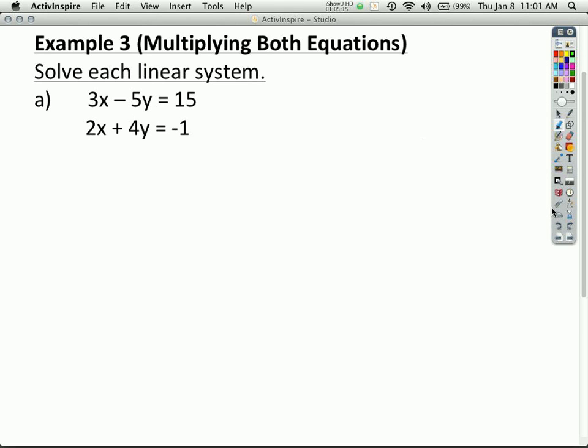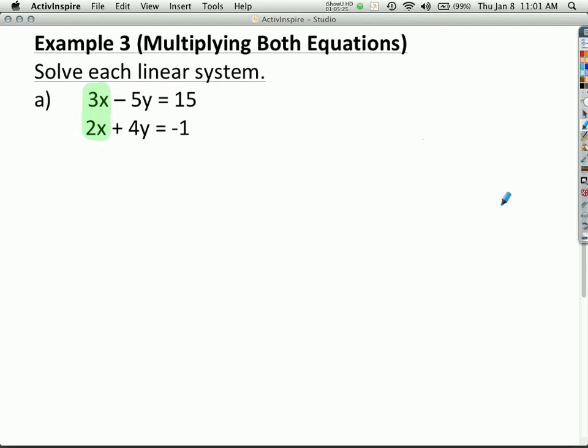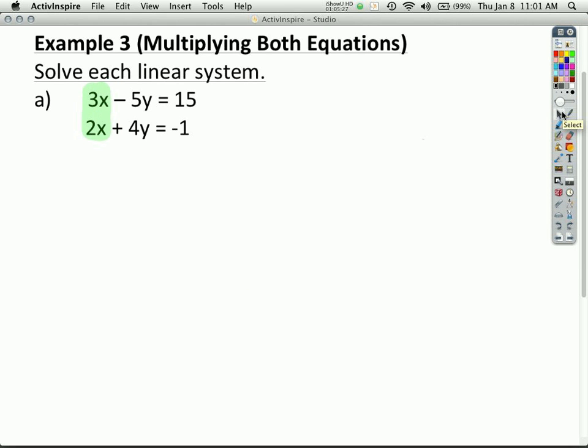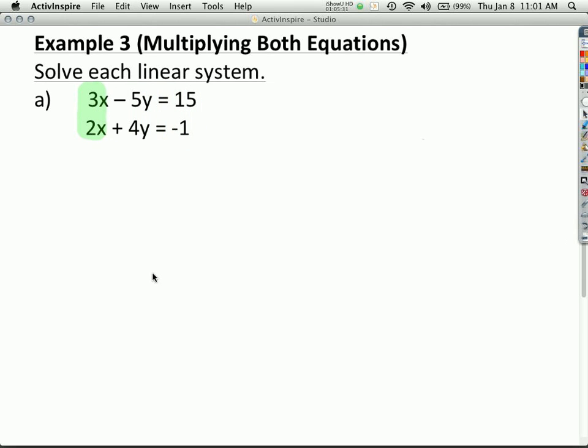So we're still looking to solve a system. We're still looking to use elimination. So we're looking to see if everything is stacked up. So we can see the x's are stacked. The y's are stacked. The constants are stacked. But now we're looking for opposites. So no opposites, no opposites.